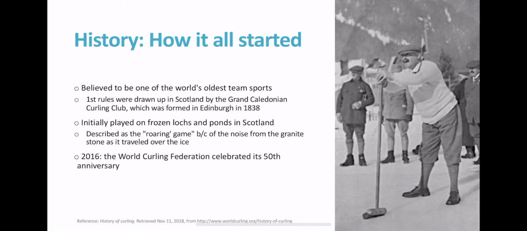The first recognized curling clubs were formed in Scotland, and during the 19th century the game was exported wherever Scots settled around the world in cold climates, most notably at that time in Canada, the USA, Sweden, Switzerland, Norway, and New Zealand. The first rules were drawn up in Scotland, and they were formally adopted by the Grand Caledonian Curling Club, which was formed in Edinburgh in 1838 and became the sport's governing body.